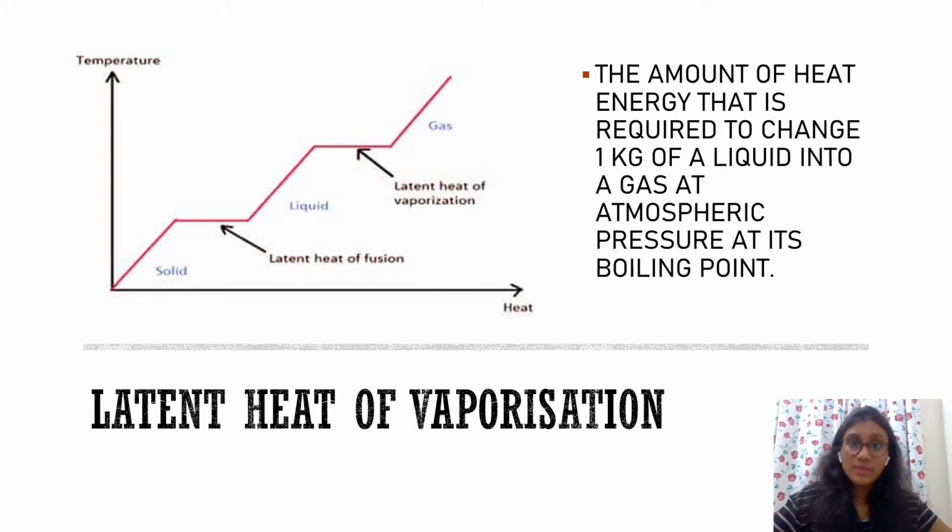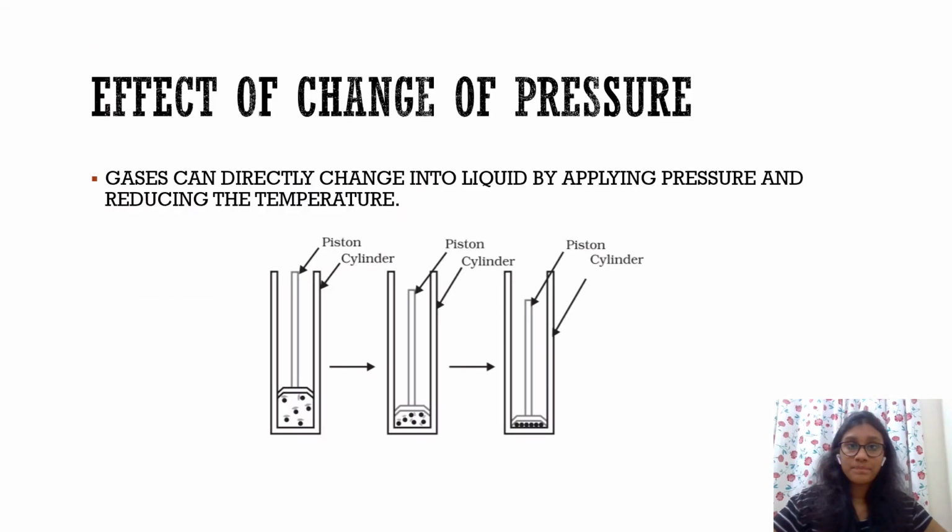Now the second term you'll come across is called the latent heat of vaporization. The amount of heat energy that is required to change 1 kg of a liquid into a gas at atmospheric pressure at its boiling point. It is basically the same as latent heat of fusion, except that this is specifically for liquids converting into gases.